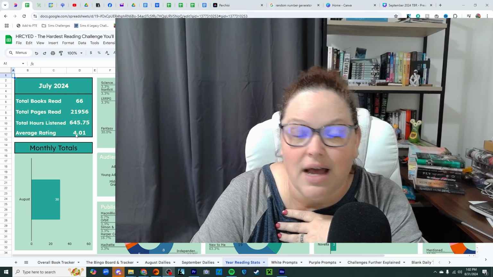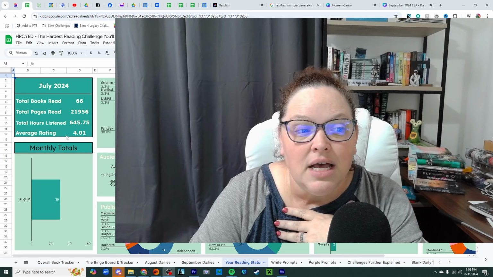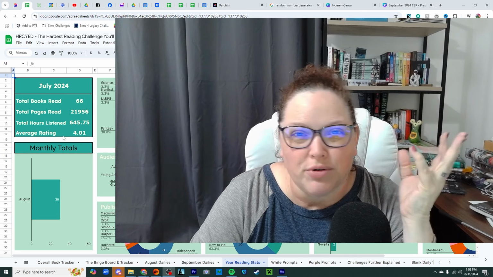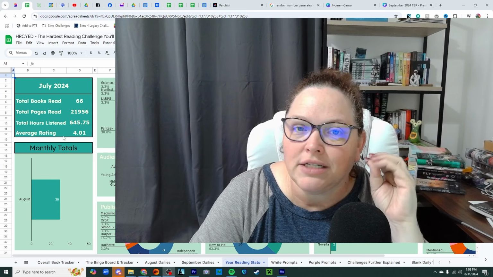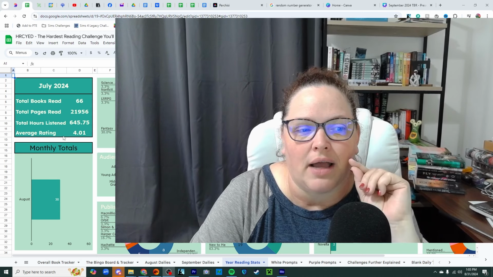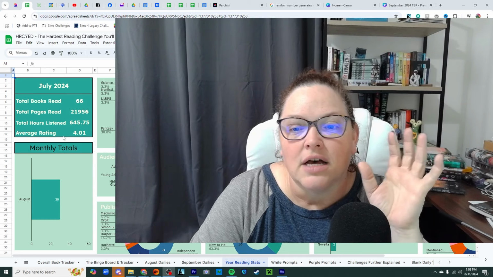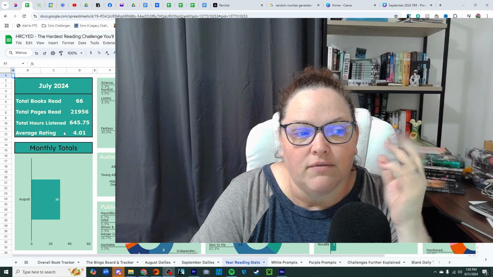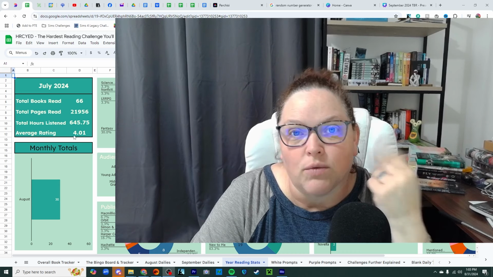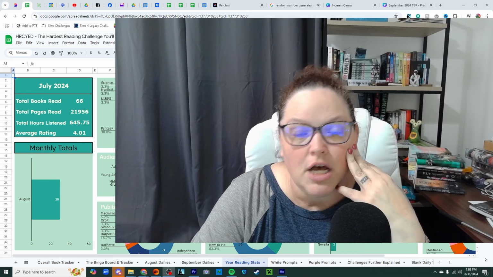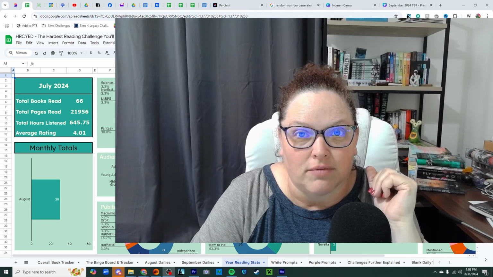That's really good to have that high of an average rating, especially because I have been being more brutal, which is not really a word, just trying to be more accurate with how I am rating things so that my average rating will reflect what I think about the books. So first let's look at genres.